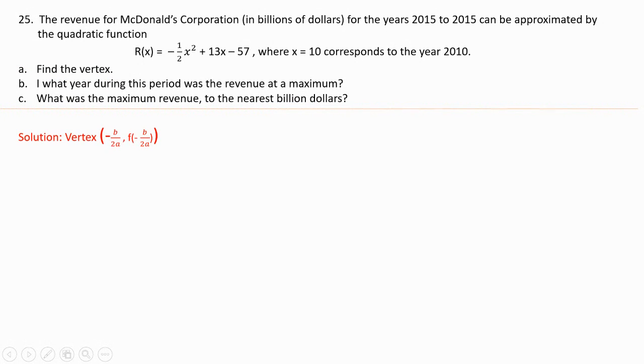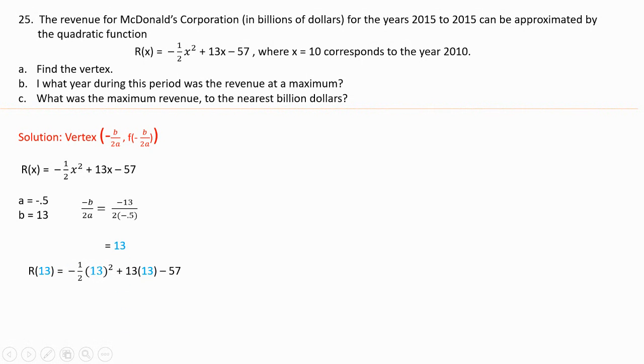For part A, I want you to find the vertex. So my a is negative 0.5, or negative 1/2, and my b is 13. Let's put it into the formula. Negative b over 2a: my b is 13, there's my 2, and my a is negative 0.5. 2 times negative 0.5 is negative 1, so negative 13 divided by negative 1 gives us 13.